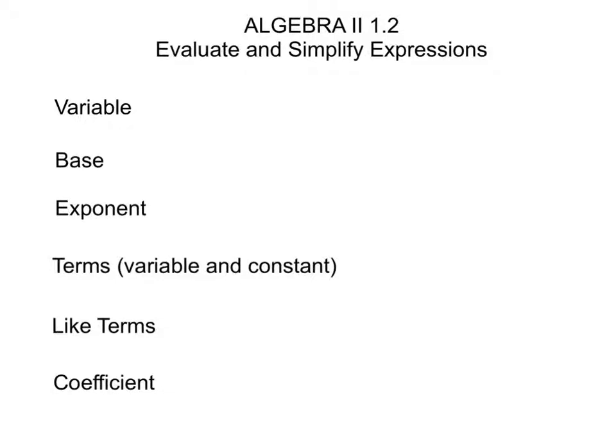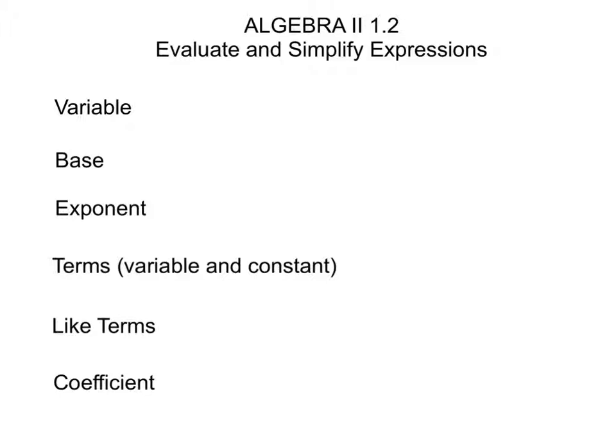Okay, today we are going to look at Algebra 2, Lesson 1.2, Evaluate and Simplify Expressions. As we get started, there are going to be some key vocabulary words that we are going to need to know so that we are competent throughout the lesson. A variable. A variable is a letter that represents a number.